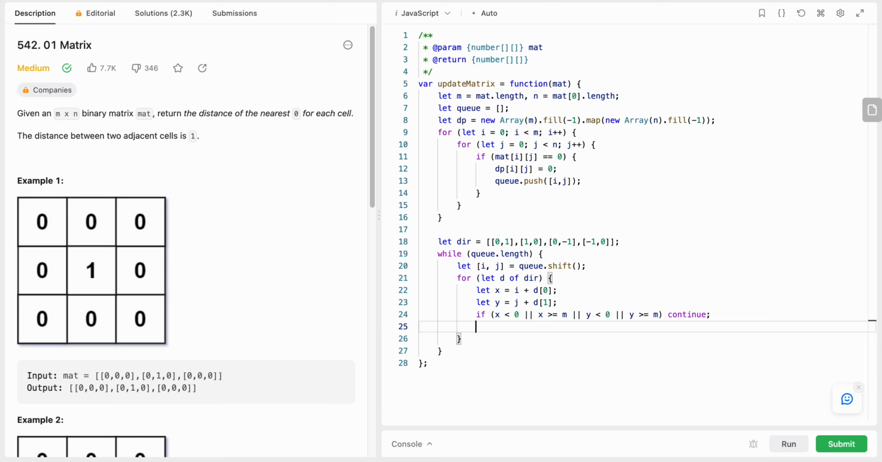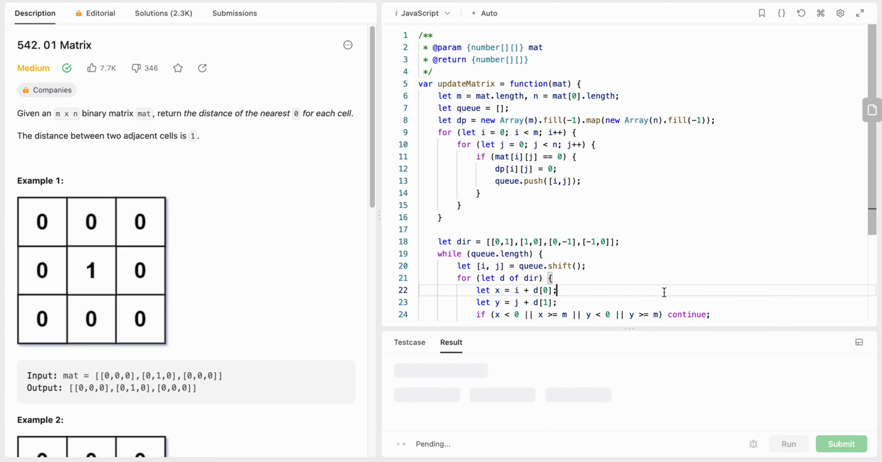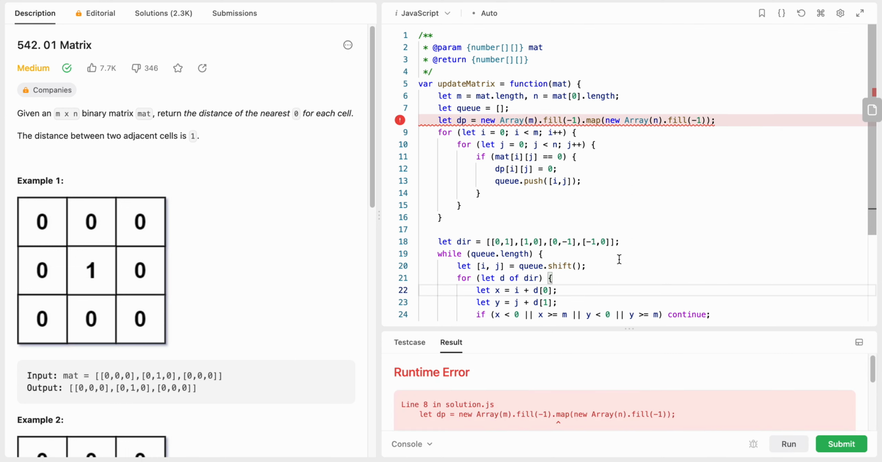Else what we do is we are now going to compute the value for that cell. So dp of x y would depend on its adjacent, right? So we are going to add 1 to the neighbor, right? So we are adding it, and now we push to our queue the value x y. Okay, and that's it. Finally we return our dp where we are going to store all the results. So let's try to run our code and check if it works. Okay, so we are getting an error.